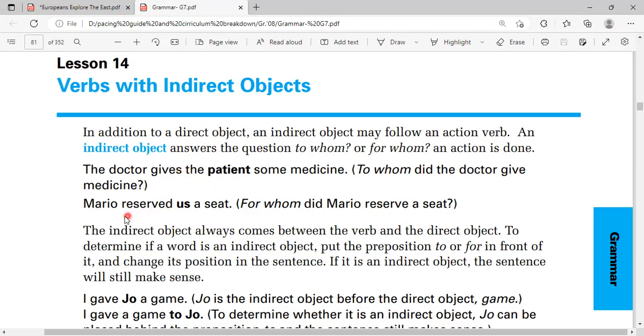Again. Mario reserved us a seat. Mario reserved it for whom? For us, exactly. So here this is called a direct object. Why direct object? Because it follows the verb. It comes after the verb directly, so it's called direct.